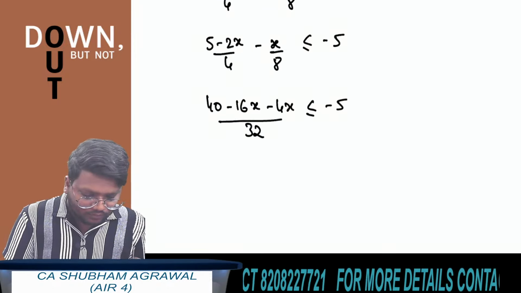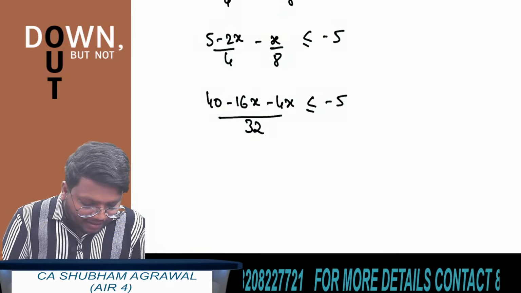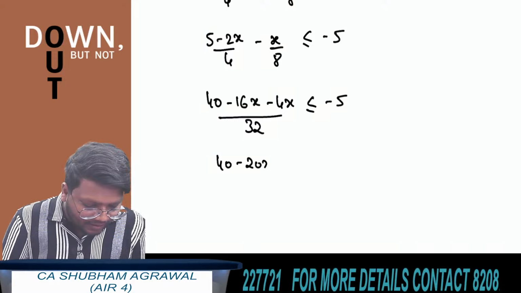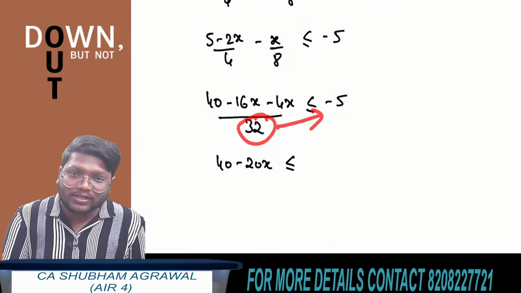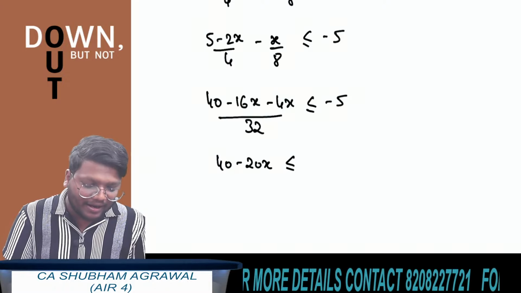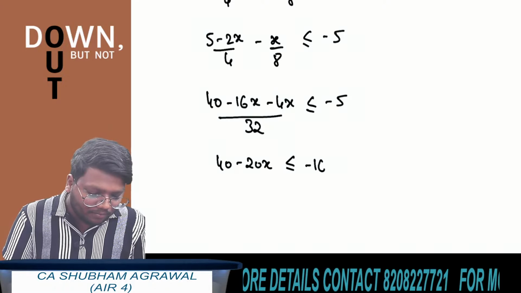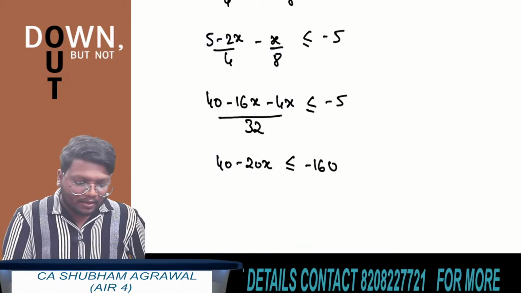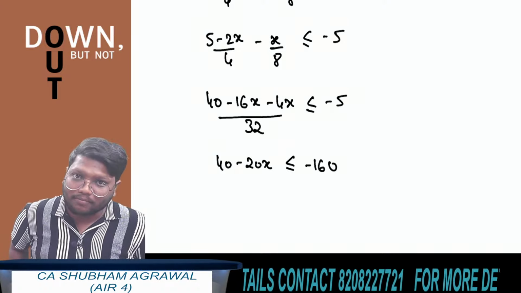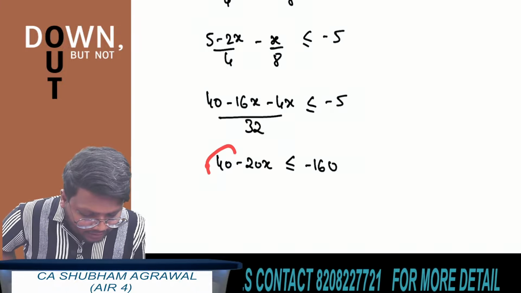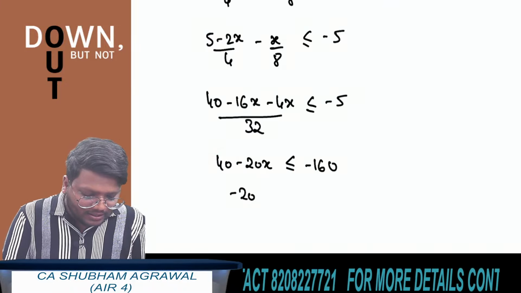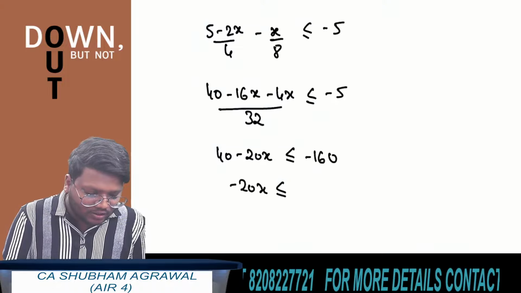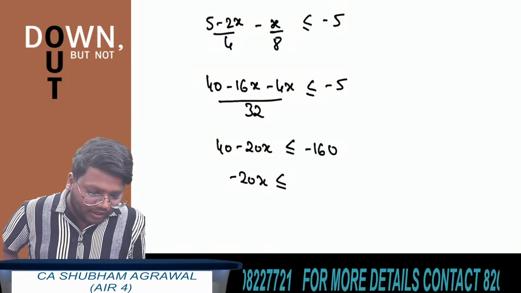Clear? Now see, 40 minus 20x is less than or equals to this 32 when shifted to the opposite side, it will come in multiplication. Now minus 5 multiplied by 32 is what? Minus 160. This 40 also when shifted to the opposite side, it will become what? Minus 40. Minus 20x is less than or equals to minus 160 minus 40 is what?